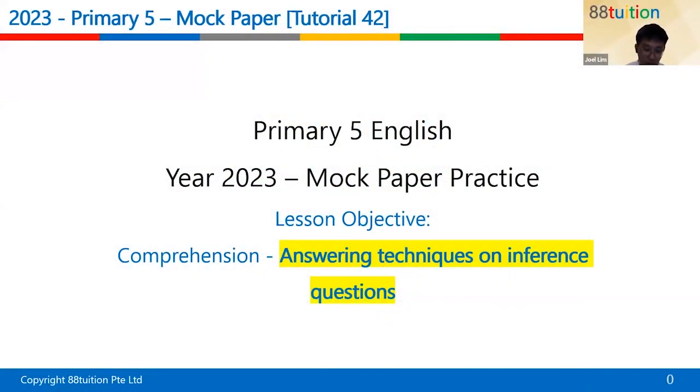Okay, let's begin. So, starting with today, we're looking at answering techniques on inference questions. I think previously we covered this as well, and then I showed you guys a really interesting website for answering inference questions on. Today, we're going to cover a little bit more on that, and that's going to form the main part of today's lesson, basically.